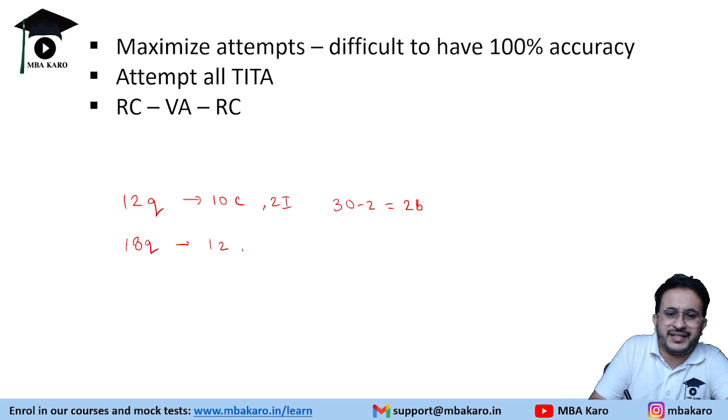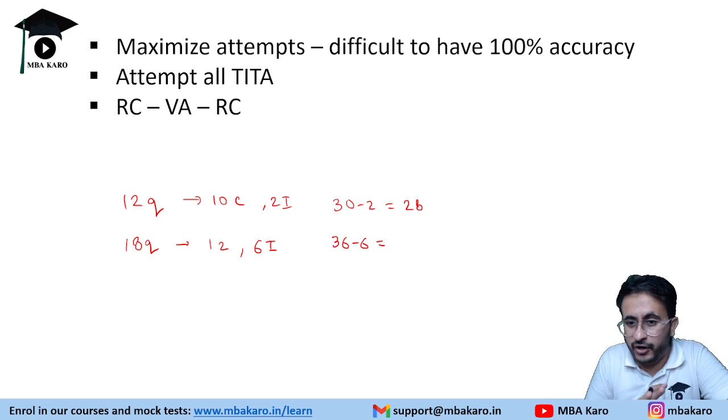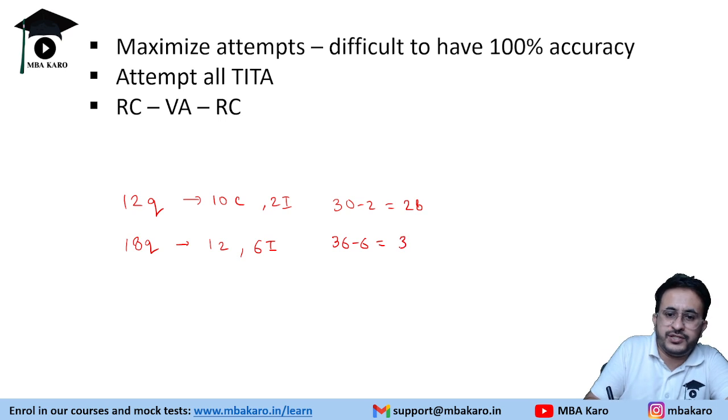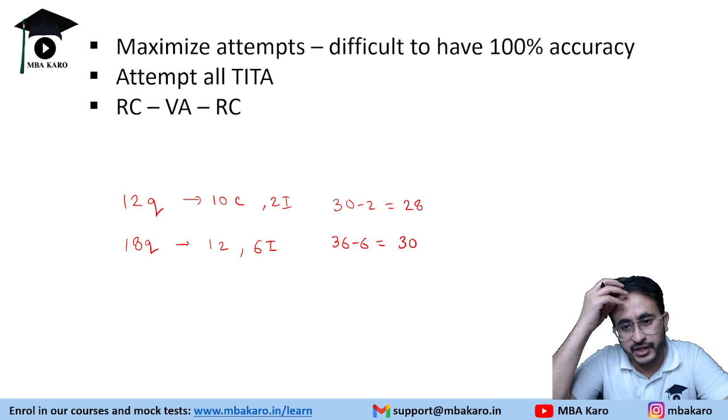12 correct and 6 incorrect. So your score will be 36 minus 6, and we are assuming that the non-theta is getting incorrect, right? If theta gets wrong, you do not lose any marks. So in this case, you are able to score 30. So you see that even though your accuracy is dipping, your score is going up.